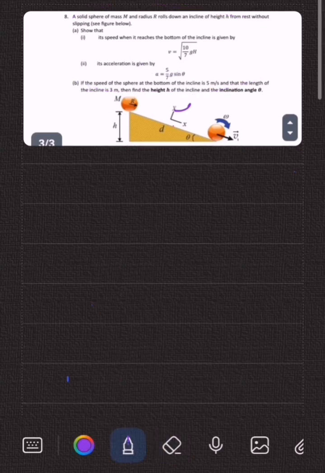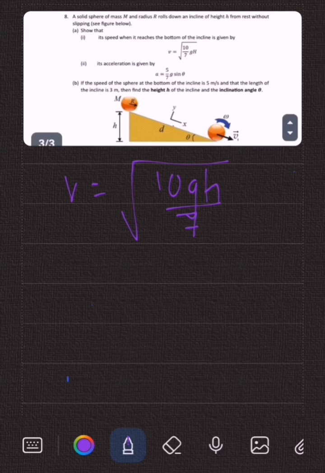So just get the formula that they've given you. This formula here is the speed at the bottom of the incline, which they have given us in the second question as 5 meters per second. So we're going to say V is equal to the root of 10gh over 7, like that. Good. So we're trying to find the height.